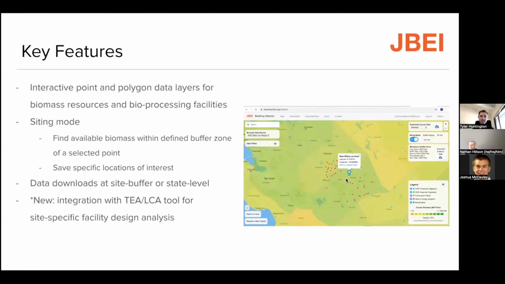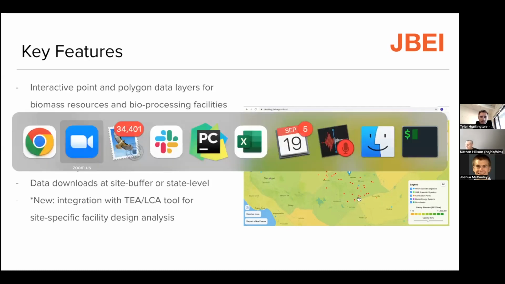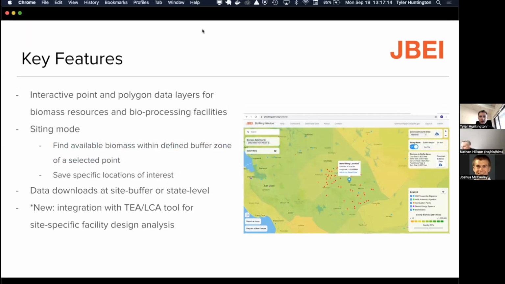All right, so that basically covers biociding. I kind of ran through these key features one way or another. The last part to this that I'll mention, and it's a segue into the next tool, is that when you put down a pin for a site location, you can jump straight into a techno-economic and life cycle analysis of that location that's geographically specific, meaning it accounts for the amount and types of biomass available at that point. So let me go back to the tool and demo that real quick.